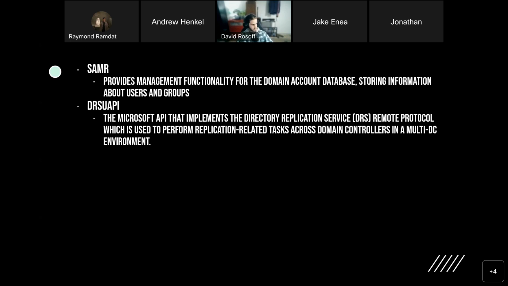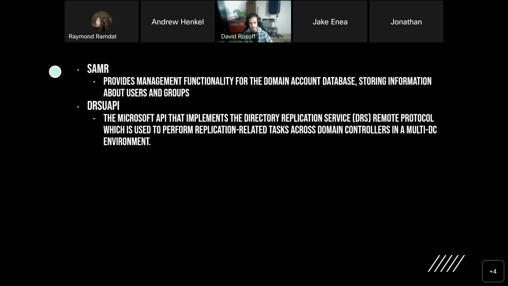And lastly, there's the DRSUAPI, which stands for the Directory Replication Service remote protocol. The replication services are used for domain controllers to replicate information between them. So if we go back to the example that I gave before, where you have Gotham.io, and then Gotham.io has several subdomains, that top level domain needs to know the user information for all of its subdomains. And so that data is replicated to Gotham.io's domain controller using the directory replication service.